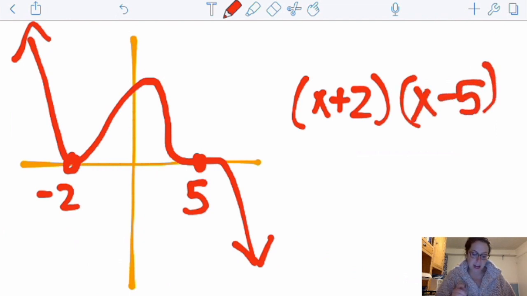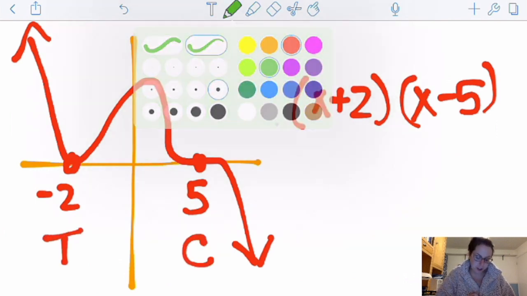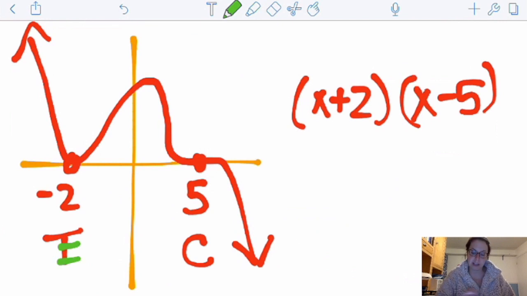Let's think about multiplicities. Here this touches, that crosses. Touch is going to be an even multiplicity, so I'm going to make that squared. Cross is going to be an odd multiplicity, but notice that this flattens out, so it's not just a 1. I'm going to say that's a 3, the next odd number basically.